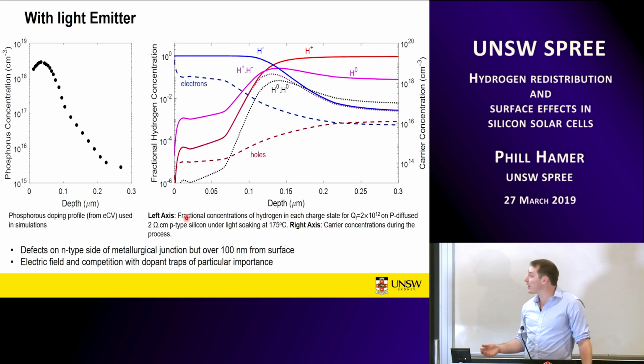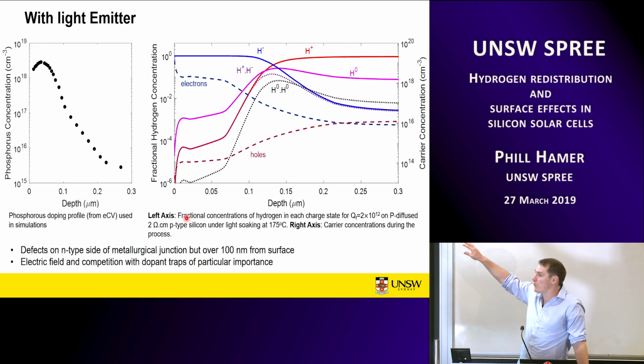Finally, with the light emitter, again we have this crossover point at which we expect a mix of charge states, but instead of being right at the surface, it's now much closer to the metallurgical junction. It's moved back a fair bit, and its location and the hydrogen gradient in that region are going to depend very strongly upon your emitter profile and the temperature you do it at.